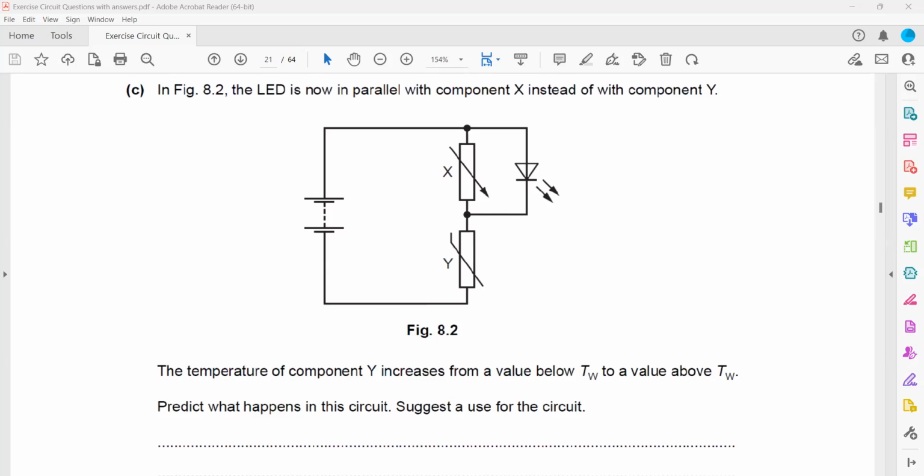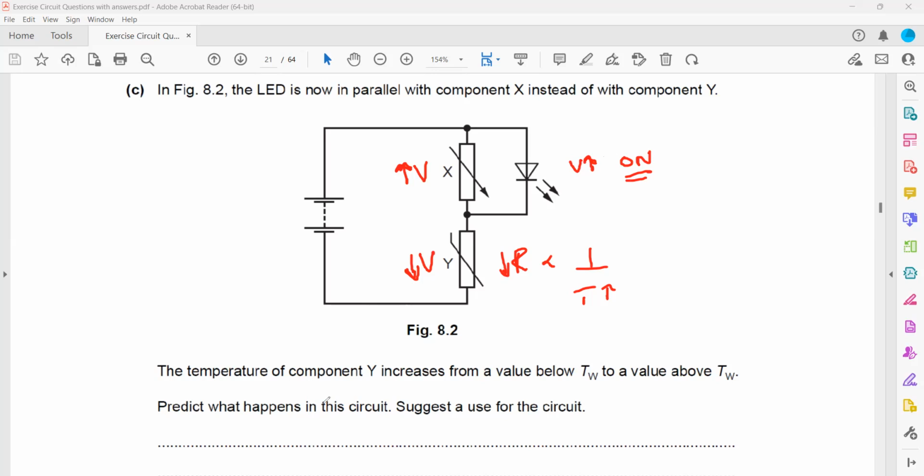Now, as the temperature is increasing, what happens to the resistance of the thermistor? That will decrease. So if the resistance of the thermistor decreases, there will be less voltage across the thermistor. Because it is a series circuit, if one side has less voltage, the other side will have more voltage. So there will be greater voltage across the variable resistor, which is in parallel to the LED. So more voltage across the LED, and the LED will be switched on.